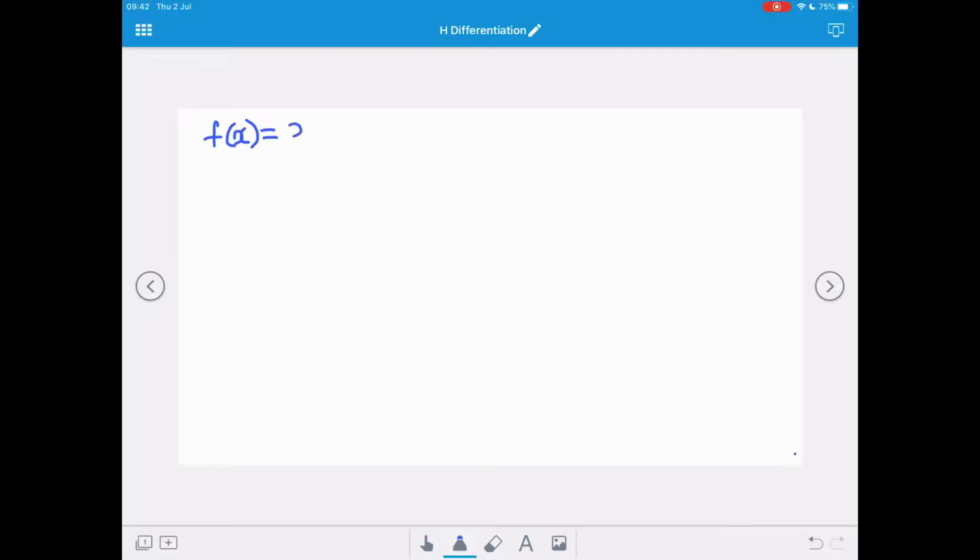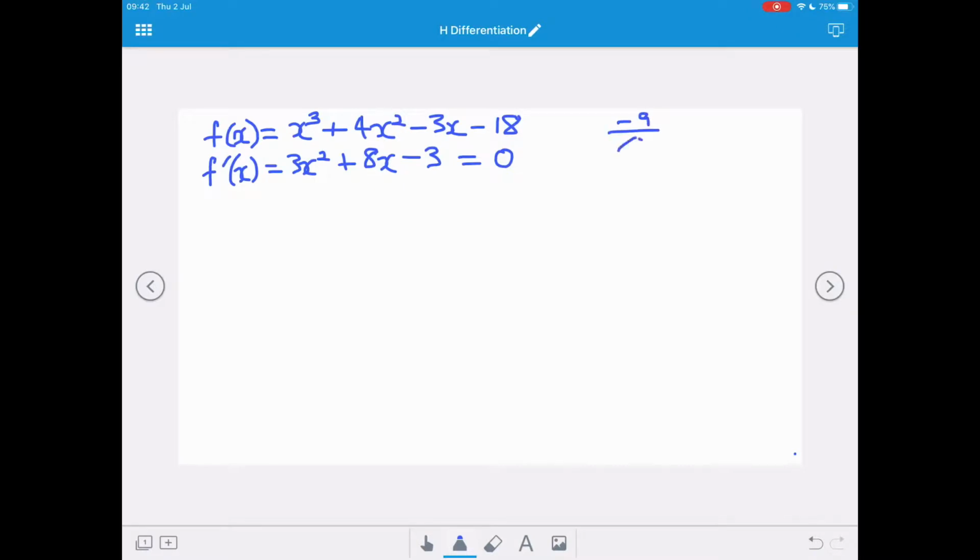Now we need to work out our stationary points, so we need to differentiate our curve, which was x cubed plus 4x squared minus 3x minus 18. So the derivative of f of x, f dash x, is going to be 3x squared plus 8x minus 3. And we're going to equate that to 0 because we know the gradient of our stationary points is 0. And then we're going to work out that our magic number is negative 9. And so we need a positive 9 and a negative 1 to make that 8x.